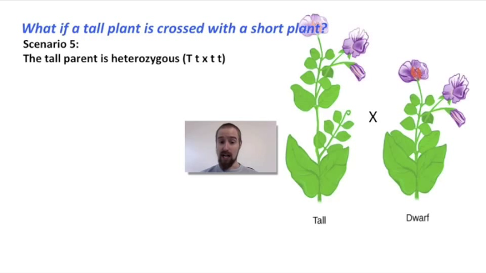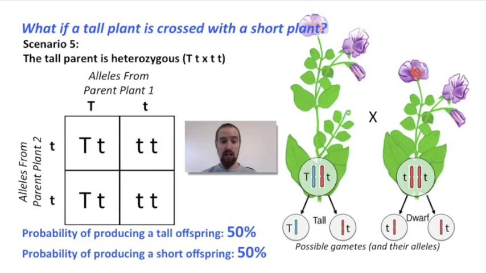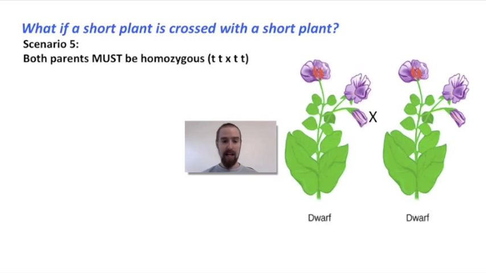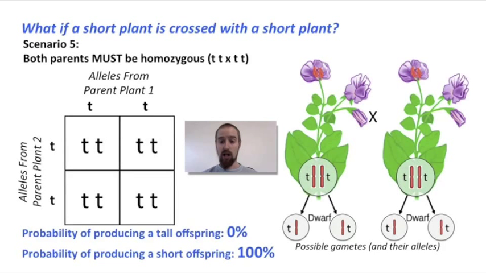If the homozygous dominant tall plant in this scenario is replaced with a heterozygous tall plant, then that means a 50% chance of producing a tall offspring and a 50% chance of producing a short offspring, because 2 of the 4 possible combinations have at least one tall allele, while the other 2 possible combinations contain only short alleles. And finally, if we cross 2 short plants, then the seeds produced by this cross will all produce short offspring, because short alleles are the only alleles that can possibly be passed on by either parent plant.